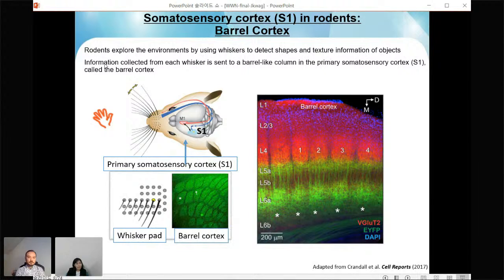The information collected from each whisker is sent to the thalamus, and then eventually reaches the primary somatosensory cortex of the rodent, one of the biggest parts of which is called the barrel cortex, where each individual whisker sends information to one specific barrel-like cortical column. All of these together are called the barrel cortex. You can see distinct layers 1 to 6, and you can see all these identifiable barrel columns where each whisker sends information.